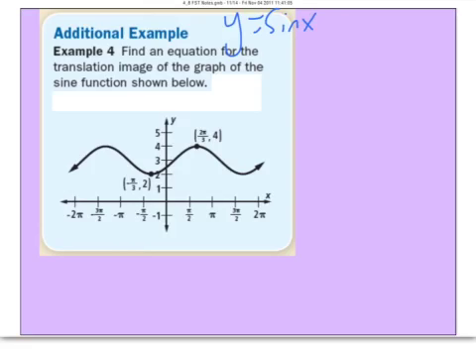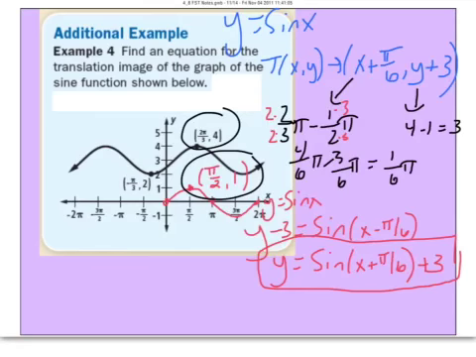Pause this video and try it, and then when you restart the video, I'm going to have all the information right in front of you. So go ahead and pause it and give this a try. Okay, here's what the answer is. Right here in the red is the correct equation. If you got that, great. If not, let me walk you through it.